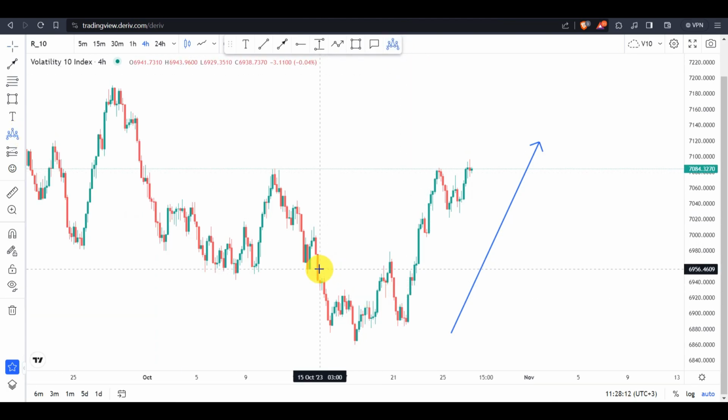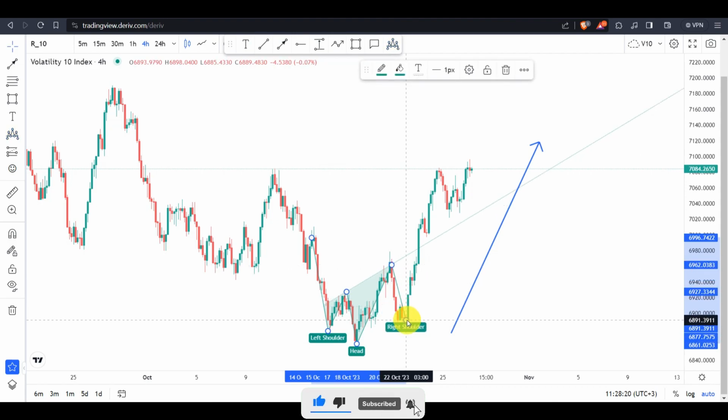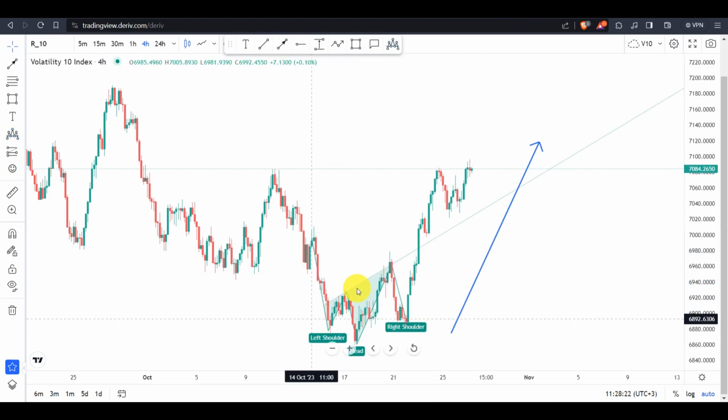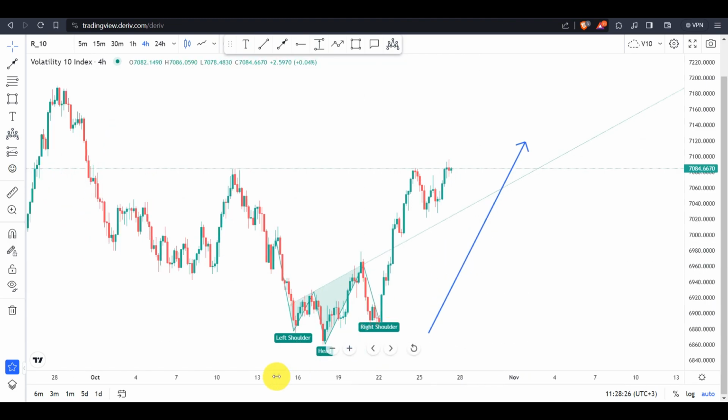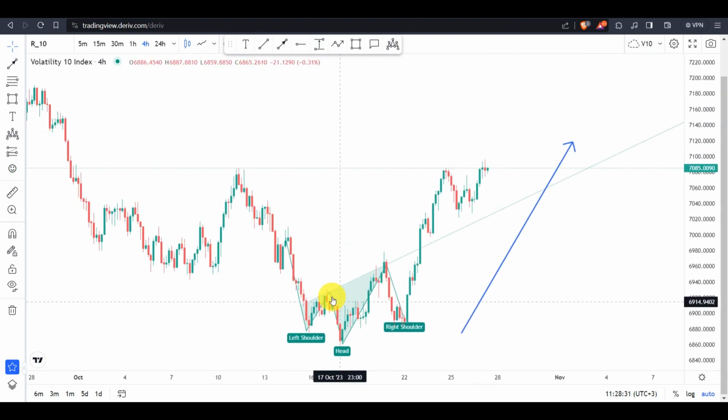Let me use this feature here, this left shoulder. You can see we have our head, we can see another shoulder right here. So this is an inverse head and shoulders pattern, which is a very powerful reversal pattern. So at least we know that this uptrend movement is a result of this inverse head and shoulders pattern. Now how could you have traded this after identifying it?